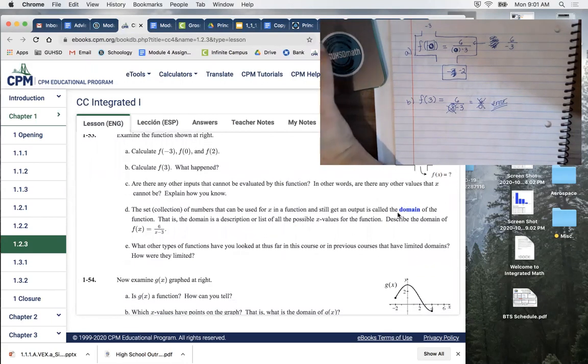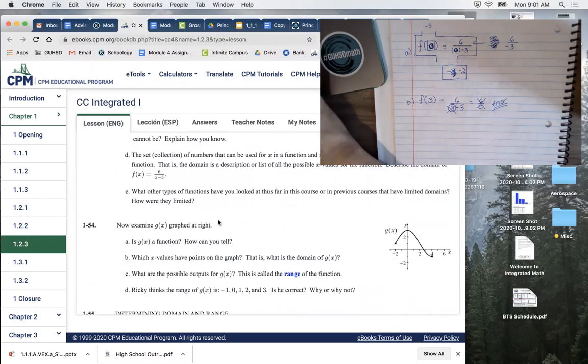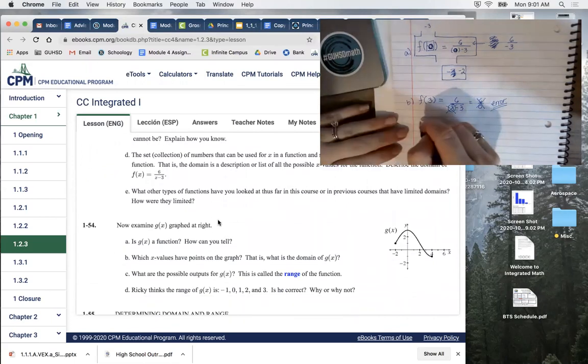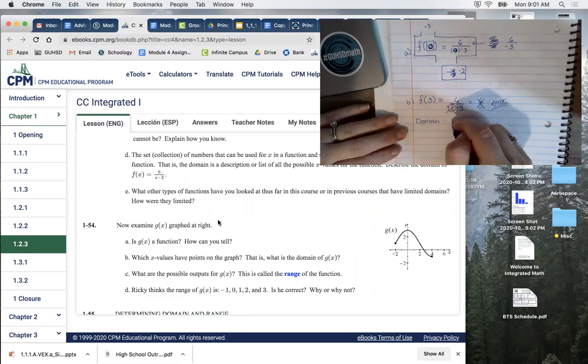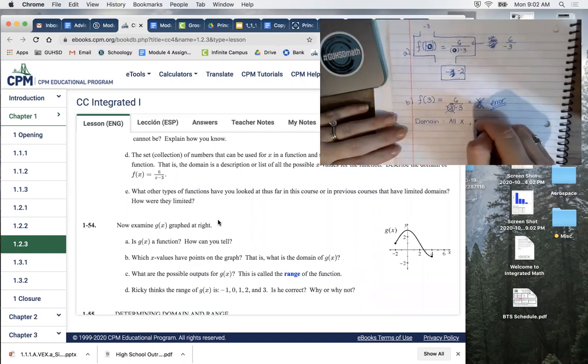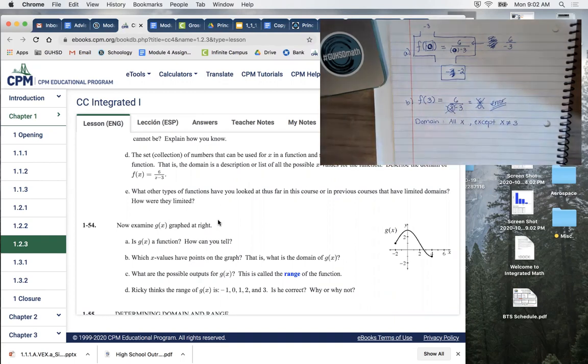So in this one, it says that right here, the domain of this is all x's. You can use all x's except x cannot be 3. So that's like a limit on here. So the domain for this one would be all x values, all x's, except x cannot be 3. That's how I would say that.